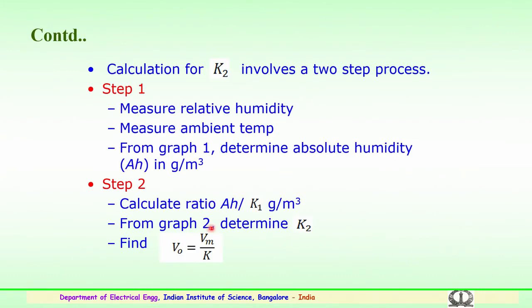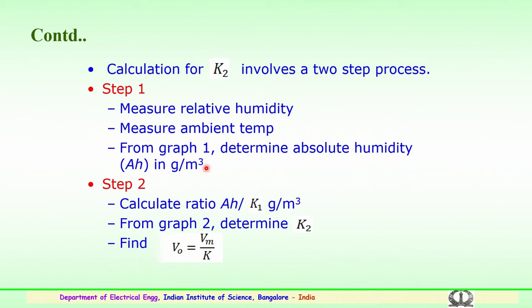Further, the calculation of K2 is very important. This involves a 2-step process. Step 1 is to measure the relative humidity. How to do that? We will discuss it. So, the first step consists of measuring the relative humidity, then measuring the ambient temperature of the experiment performed.